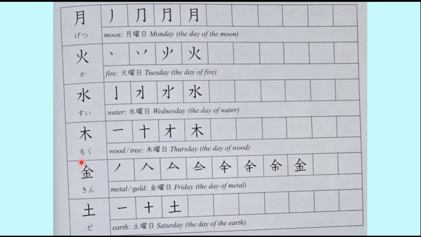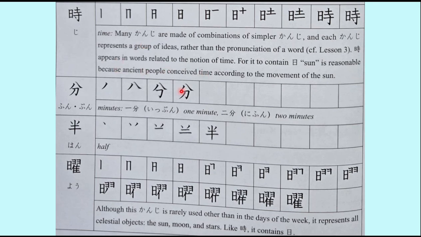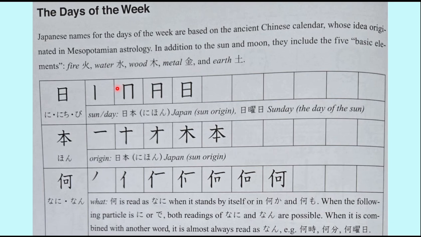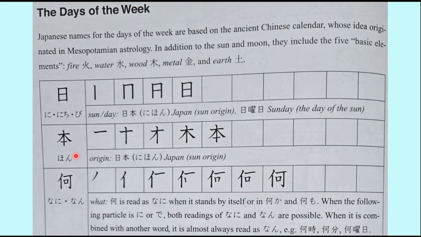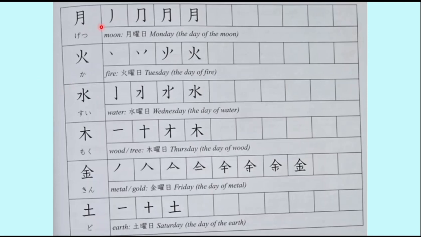Then we have the 7 days of the week, the remaining 6 days. The Sunday we already saw, Nichiyobi. This is Nichi, then Yo, and then again going back here, it is Bi. So Nichiyobi. Then we continue with Getsu Yobi. This is the symbol for Getsu, which means moon. That means Getsu Yobi means Monday, the day of the moon.